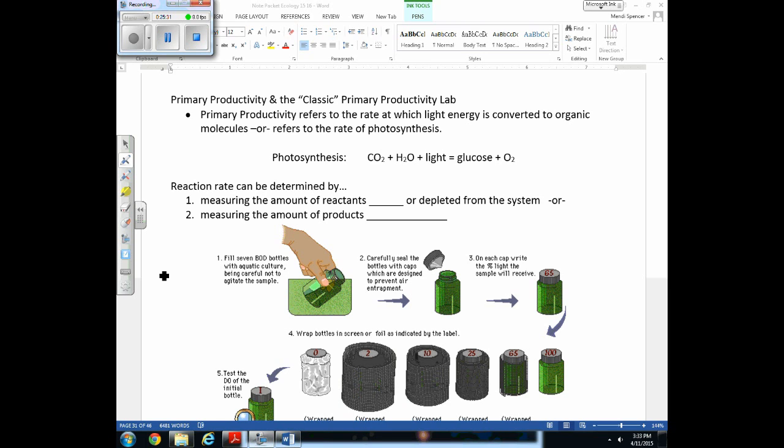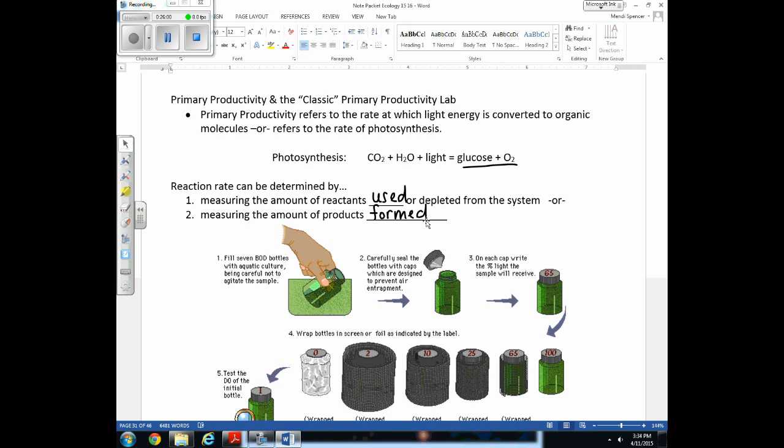Remember, for any reaction, we can actually determine the rate of reaction by measuring the amount of the reactants, and these are the reactants. We can measure the amount of reactants that are used or depleted from the system, or we can also measure the amount of products that are being formed. Okay, so we can get the amount of products being formed over time, and that's actually going to allow us to calculate the rate of photosynthesis.